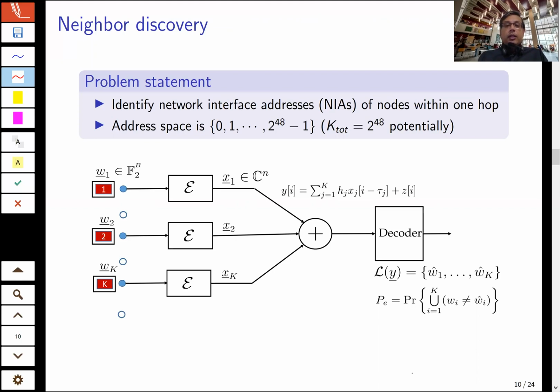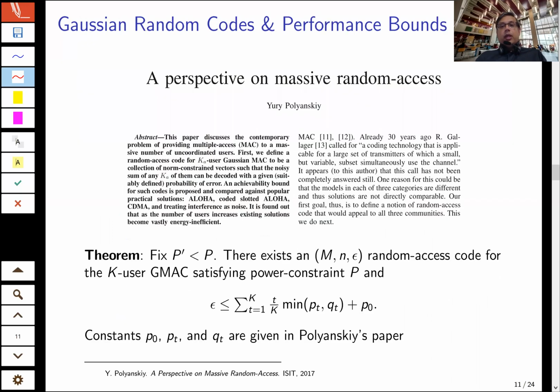And you can see that the address space, for example, could be an IP address. It's typically like a 48-bit or a 64-bit IP address. So in this paper, Yuri Polyanskiy derived a bound on the probability of error, or what we call an achievability bound. The main result in this paper is the following theorem. If you fix P prime, which is a power smaller than P, then there exists a codebook with M equals 2 to the B codewords of length N, and the probability of error given by this expression is achievable.